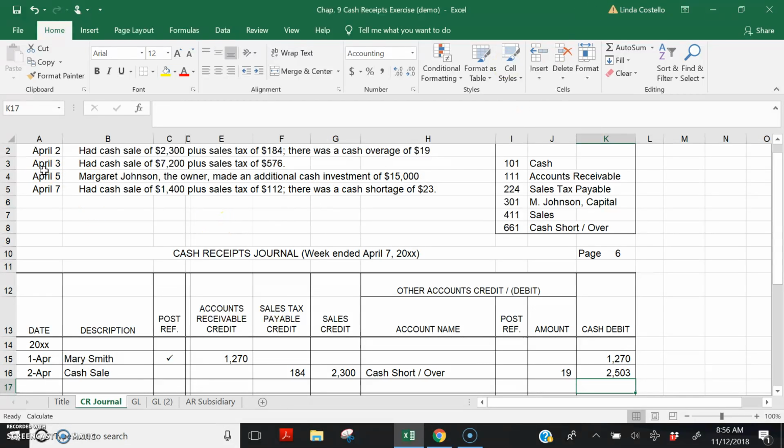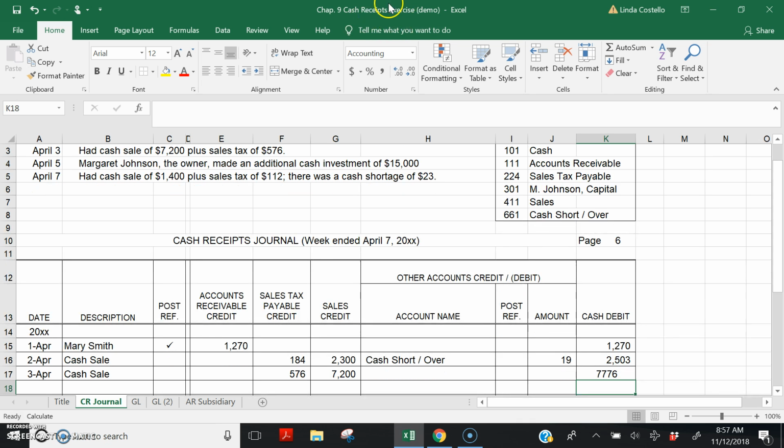On April 3rd, we had another cash sale of $7,200 plus sales tax of $576, so the cash we collected is $7,776. That's the $7,200 of sale plus the sales tax of $576. Let's record that one. Date, April 3rd. Cash sale. Credit sales tax payable, $576. Credit sales, $7,200. Debit cash, $7,776.